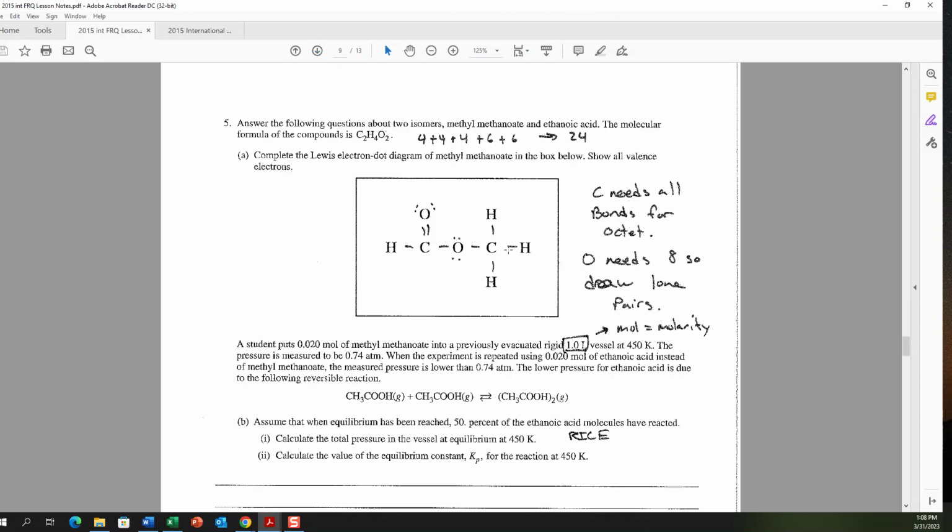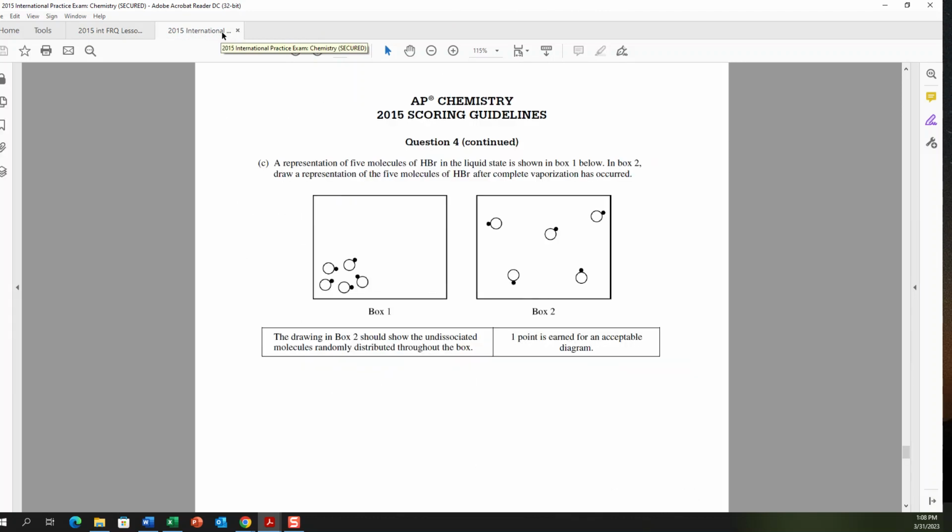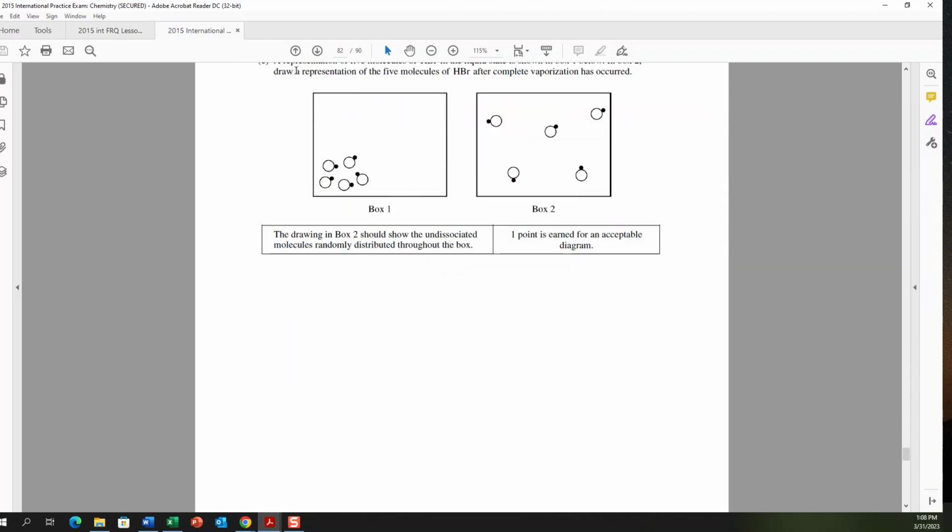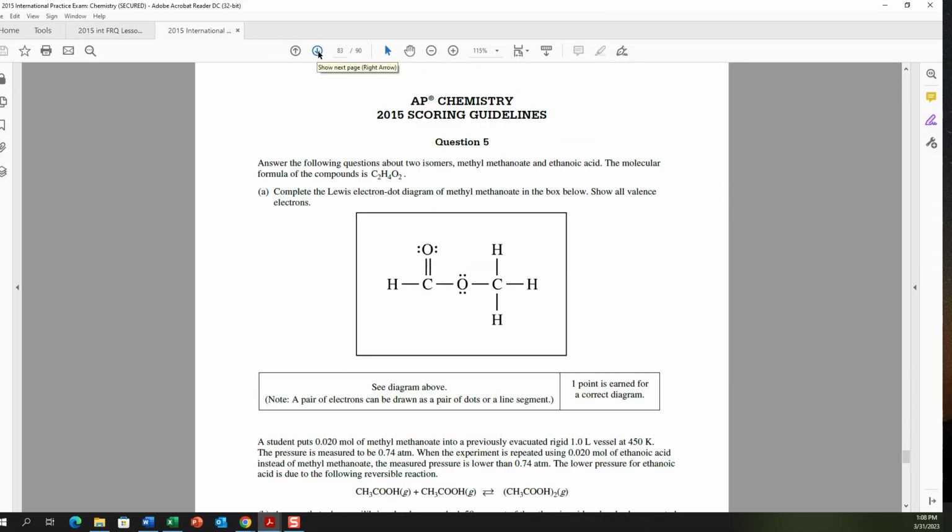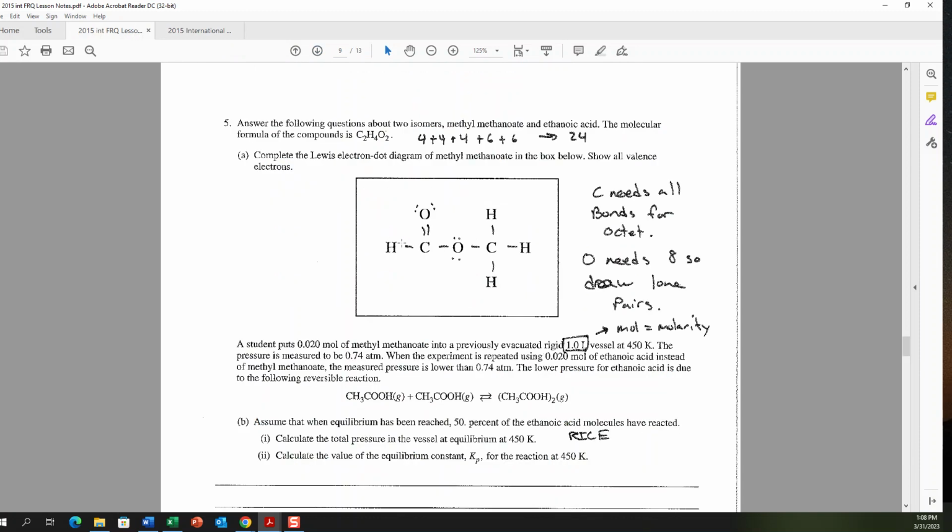All right, so again, remember, here I drew in the dots. None of the bonds were written here. They just had H, C, O, C, H, H, H, and O. So they didn't have any of the bonds written, and they didn't have any of the lone pairs. So we had to fill in the dot structure.